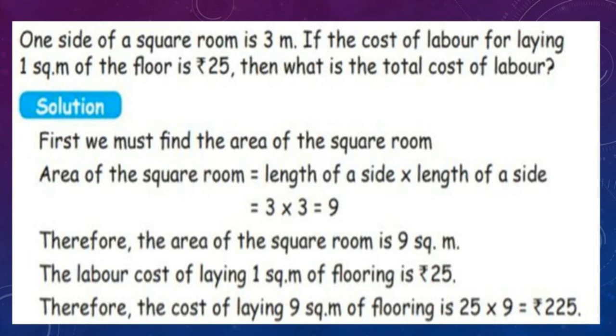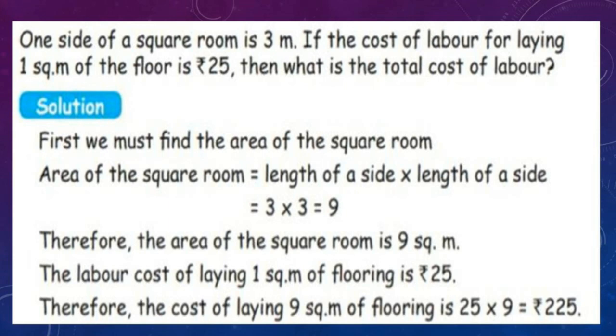The next one, one side of the square room is 3 meter. If the cost of labor for laying 1 square meter of the floor is rupees 25, we are going to find out what is the total cost of the labor. One side they have said 3 meters. For laying 1 square meter they have said the amount 25 rupees. We are going to find out the full amount.